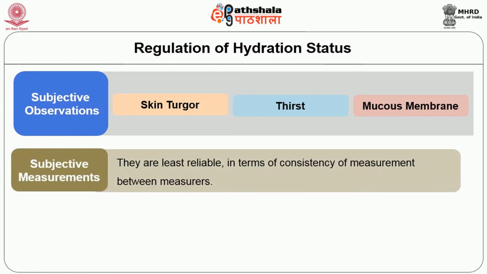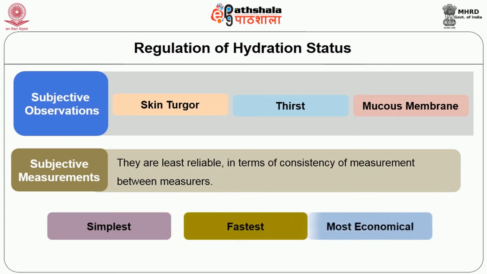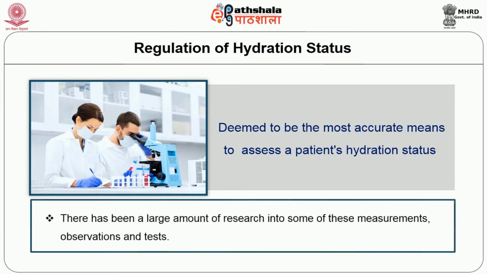Subjective measurements are the least reliable in terms of consistency of measurement between the measurers. They were the simplest, fastest, and also the most economical. The laboratory tests were deemed to be the most accurate means to assess a patient's hydration status, and there has been a large amount of research into some of these measurements, observations, and tests.